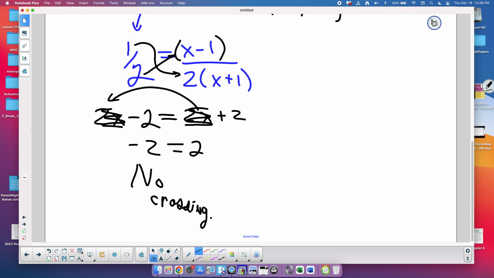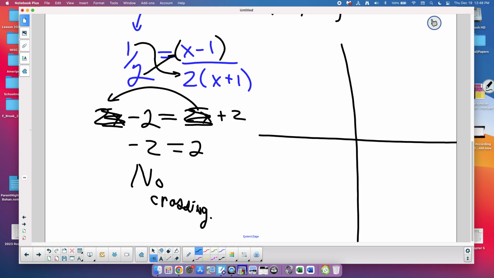Okay, now you're ready. Let's go graph it. It looks like this. Tell me the vertical, because I can't remember. X equals -1. Okay, right here. Tell me the horizontal.